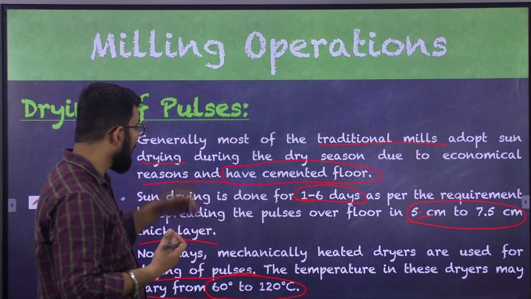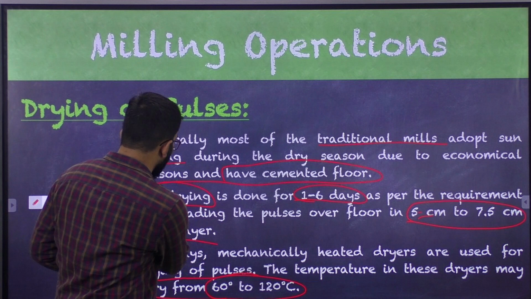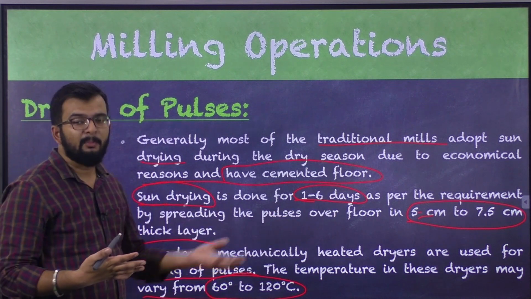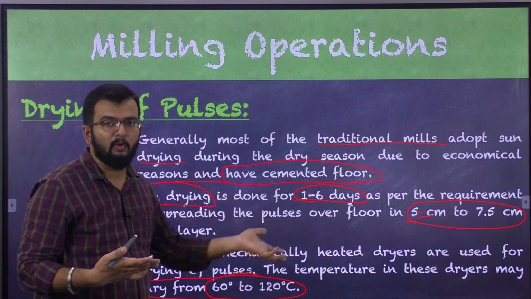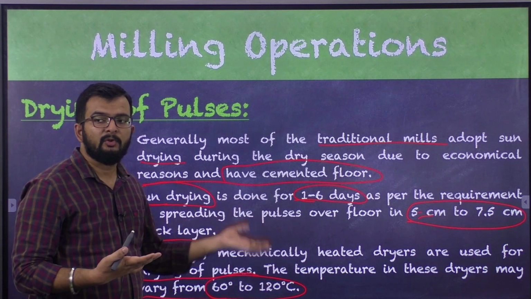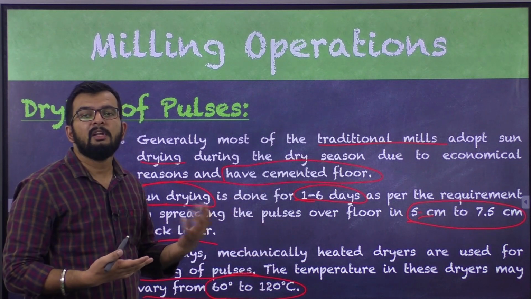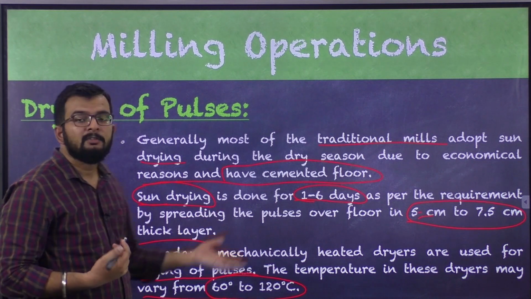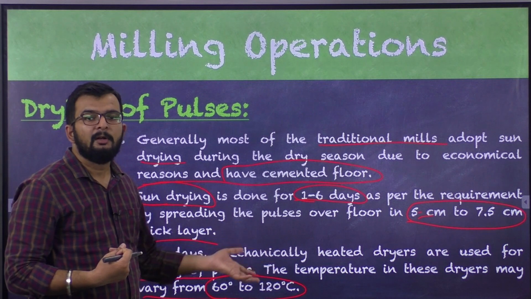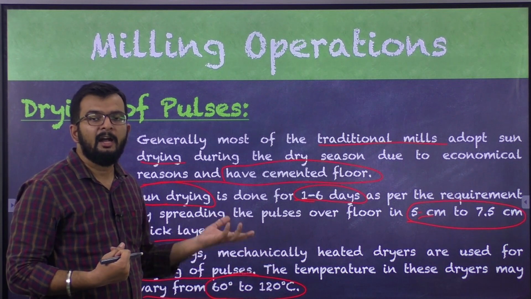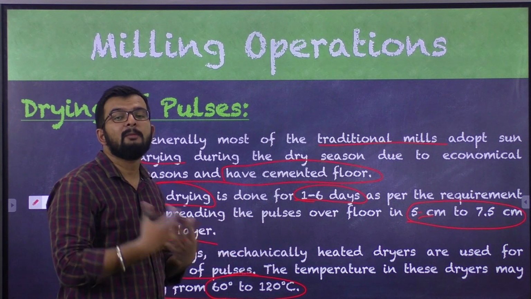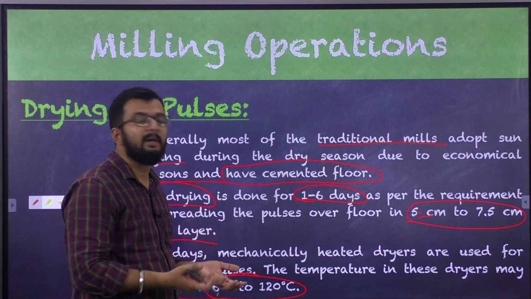Okay, so see, compared to the sun drying which takes around 1 to 6 days for drying the pulses to a normal level, and that too not uniform, your dryers or automatic dryers will give you a uniform moisture content, right? Plus you can adjust the temperature based on the requirement, and also it is less time consuming. It will narrow down the time taken for pulse milling.